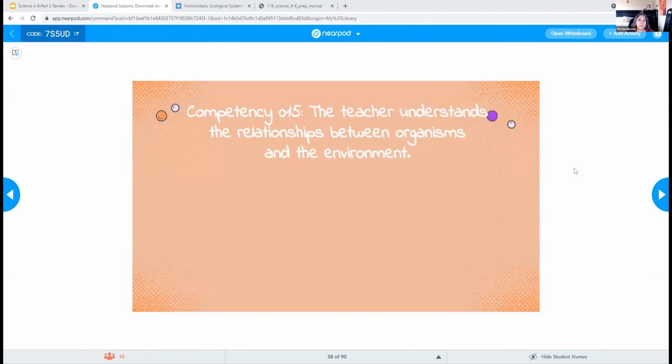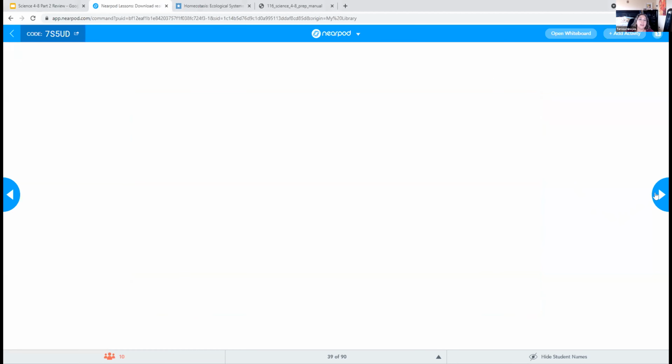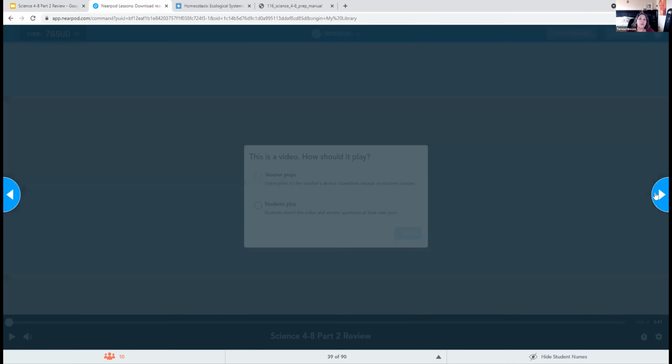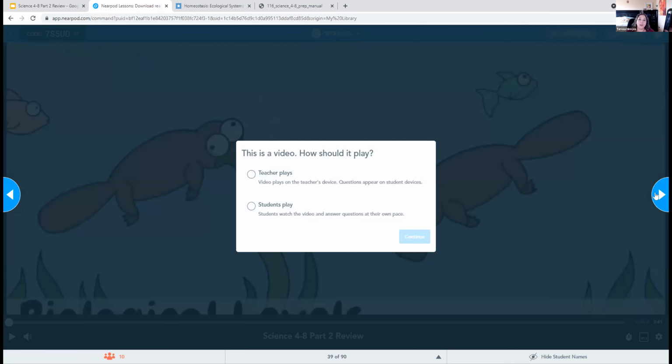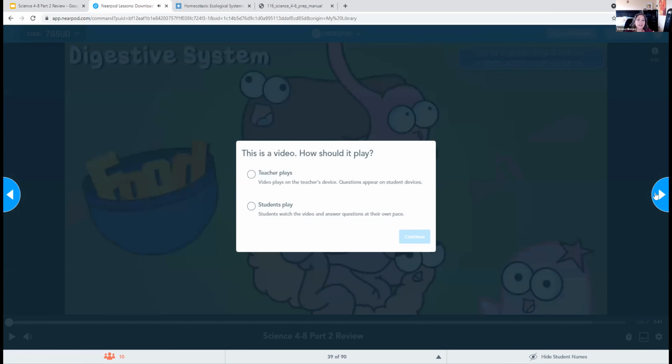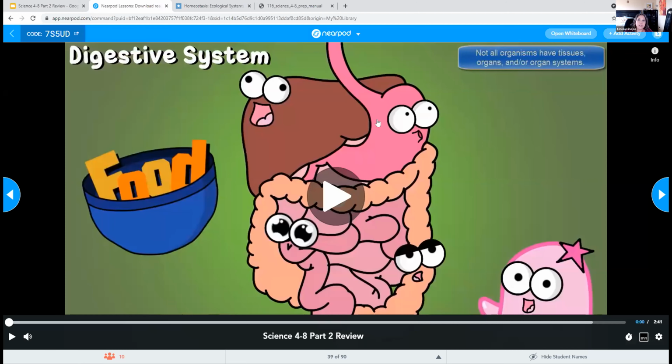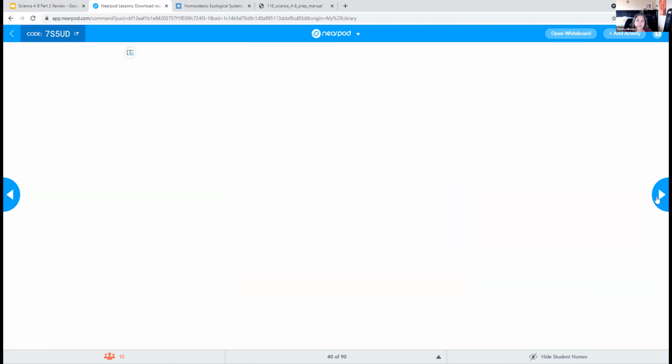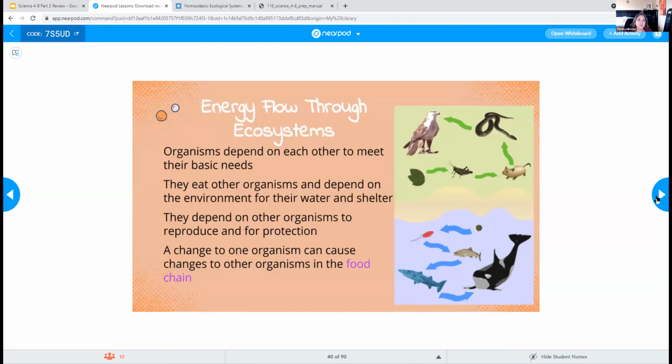So with number 15, now we're looking at relationships between organisms and their environment. There's always some sort of relationship between all organisms, regardless of whether they are animals or plants. We all are interacting with our environments. This one talks about the body systems, levels of organization, I think it was, and energy flow. And when it comes to energy flow through ecosystems, we have to understand that all organisms depend on each other to meet their needs.